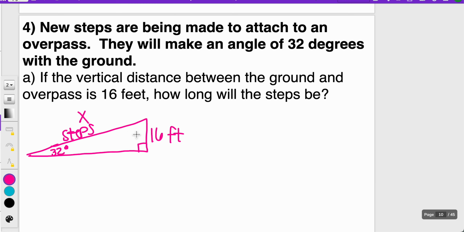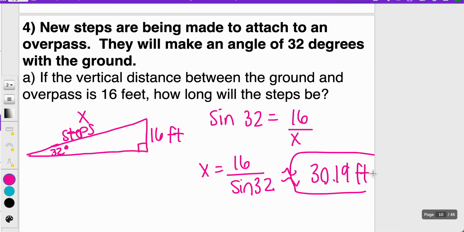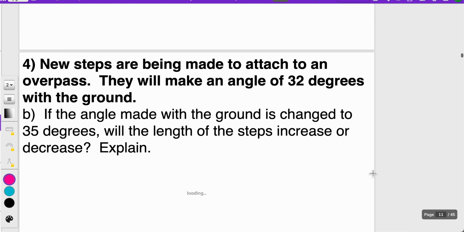So I need to find this. So I'm looking at an opposite over hypotenuse. So that'd be sine of 32 degrees is equal to 16 over x, which just means I can solve for x if I take 16 and divide it by sine of 32. And I'm going to get roughly 30.19 feet. Okay. The next one just goes off that.